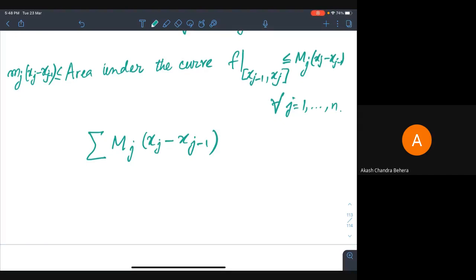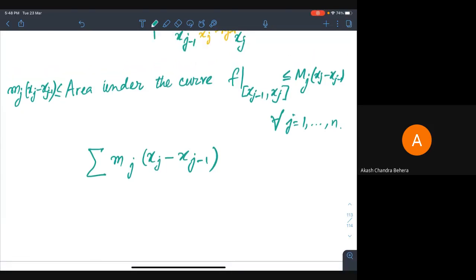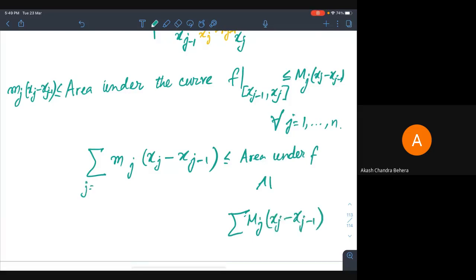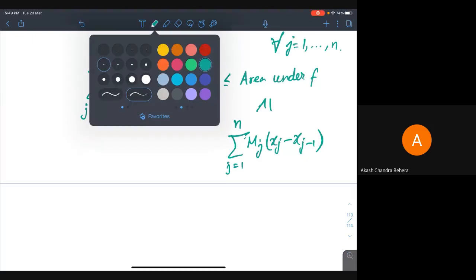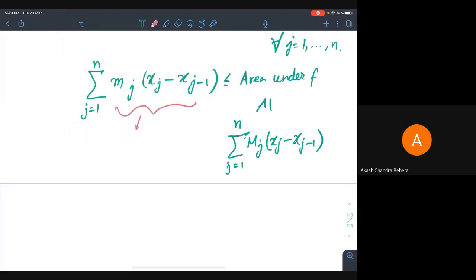So let's look at this sum, small m_j times this one. This will be less than or equal to the area under f, and this will be bounded by the summation of m_j times (x_j minus x_{j-1}), j from 1 to n. Okay, so this summation depends on the partition.